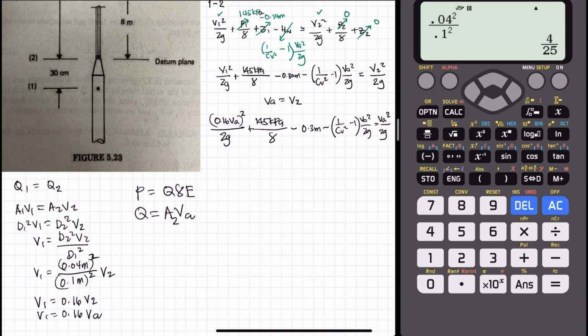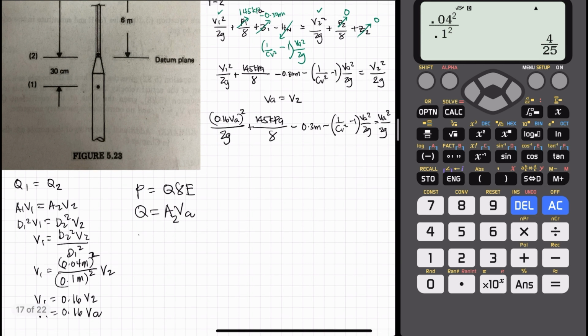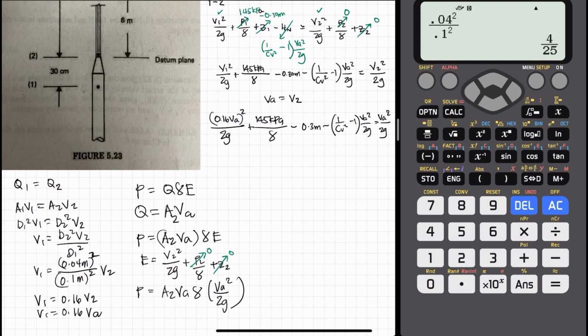Okay. So, let's try to solve this. P is equal to A2 VA multiplied by gamma. Then, yung E is yung energy sa point 2, that is the energy at the nozzle. We have V2 squared over 2G plus P2 over gamma plus Z2, in which alam natin that P2 is 0 and Z2 is 0 dahil nasa datum siya and exposed siya sa atmosphere. So, rewriting again, we have P is equal to A2 VA gamma times VA squared over 2G, since V2 is equal to VA.